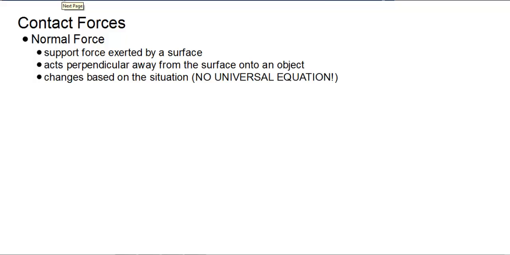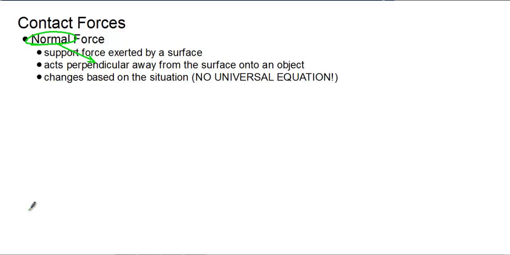We're going to look at several different contact forces. The first one is referred to as the normal force. And the normal force, in this case, the word normal refers to perpendicular. Okay? Normal is just another word for perpendicular. It doesn't mean ordinary or average or any of those kind of things you think of as normal. It really means perpendicular. And this is a support force that is exerted by a surface onto another object. Okay? It acts perpendicularly away from the surface onto the object that's resting upon it.